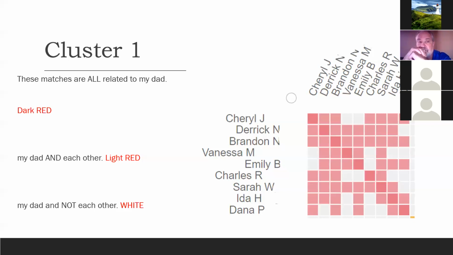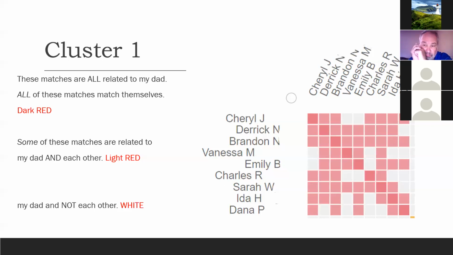So these matches are all related to my dad. All of these matches match themselves. So Cheryl matches Cheryl, Derek matches Derek, Brandon matches Brandon. Some of these matches are related to my dad and each other, and they are light red. And others of these matches are related to my dad, but not each other. They're white. So that's the main color concept that goes with clustering.